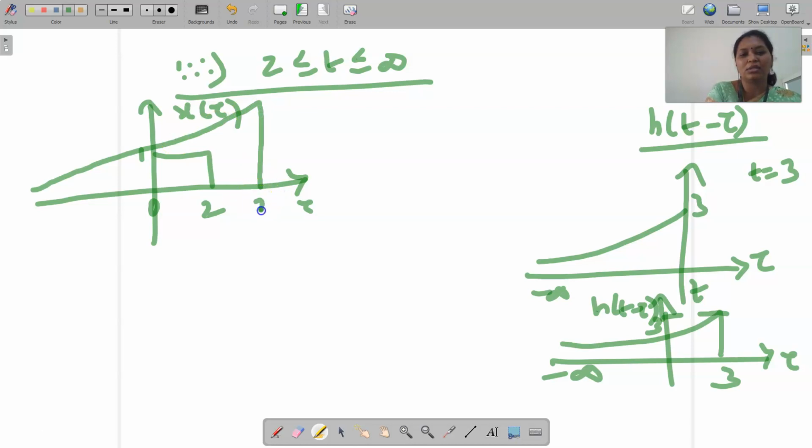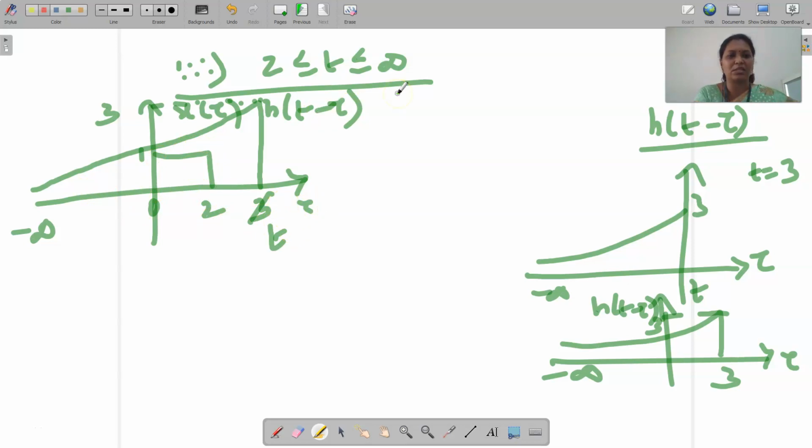So when you overlap you will have your diagram like this. Okay. So this is 3. Actually this is not 3, it is actually t. Okay. So your diagram will be looking like this, and this amplitude will be 3. This is nothing but x of tau into h of t minus tau. When you see the diagram where your overlap exists, this is for x of tau, and this, for minus infinity to t, is h of t minus tau. There is an overlap for 0 to 2. Both signals exist only in the 0 to 2 range.